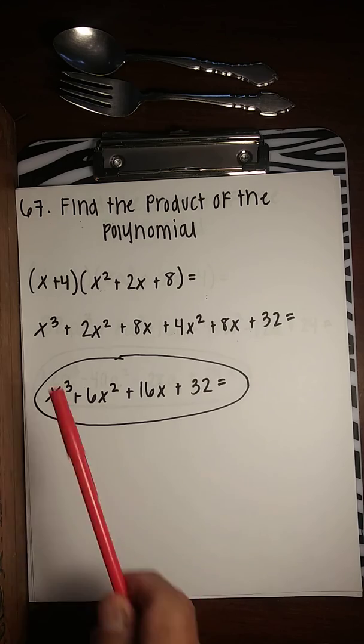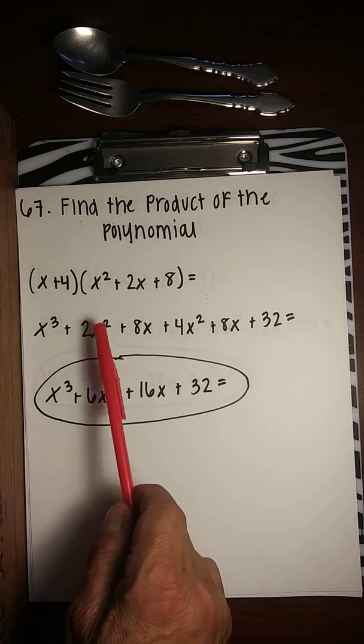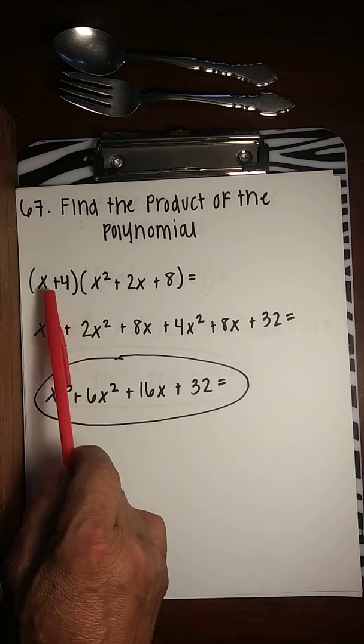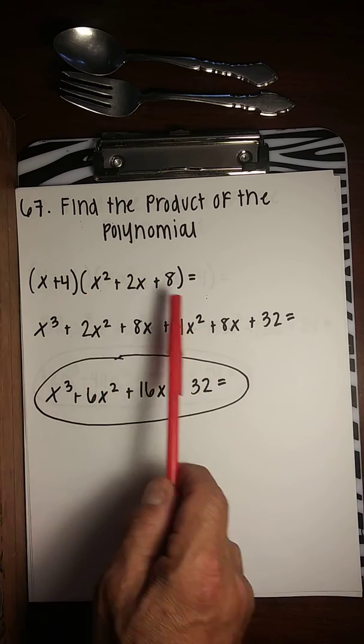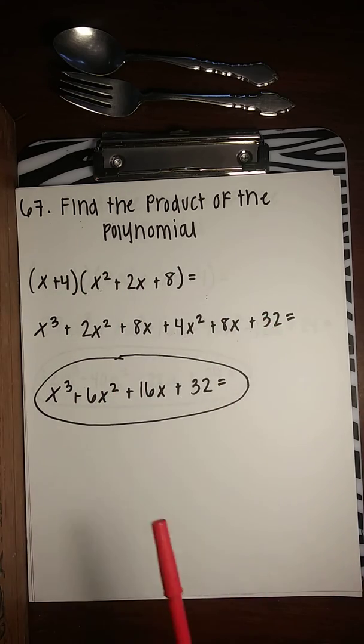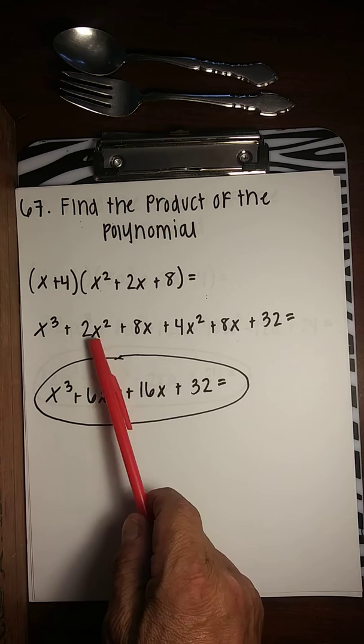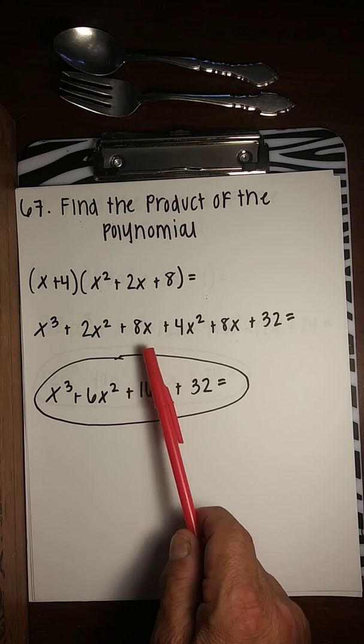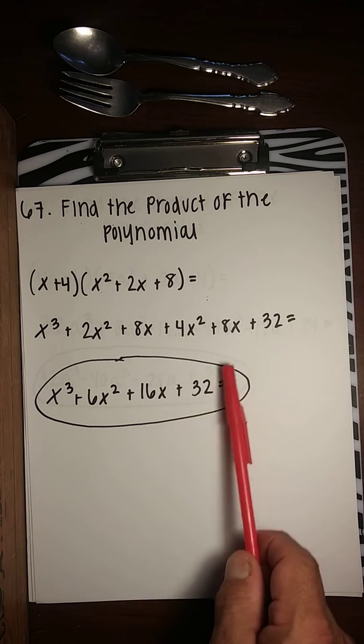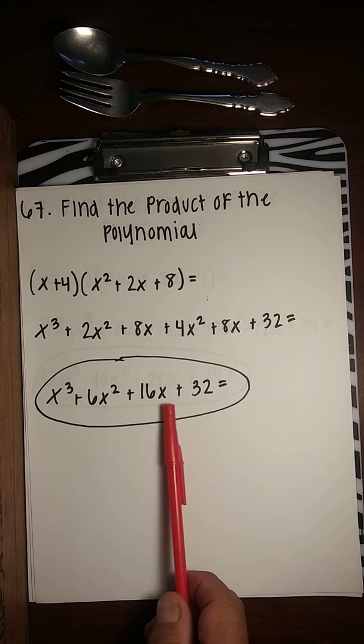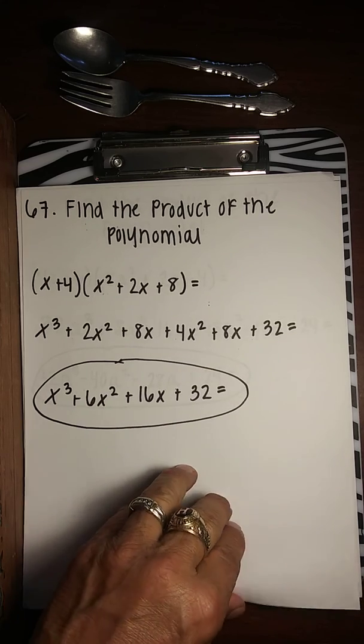Find the product. x times x, x cubed, x times that, 2x squared, x times that, 8x. 4 times that, 4x squared, 4 times that, 8x, 4 times that, 32. x cubed, bring it down. 2x squared, 4x squared, there it is. 8x and 8x is 16x plus 32. x cubed, 6x squared, 16x plus 32.